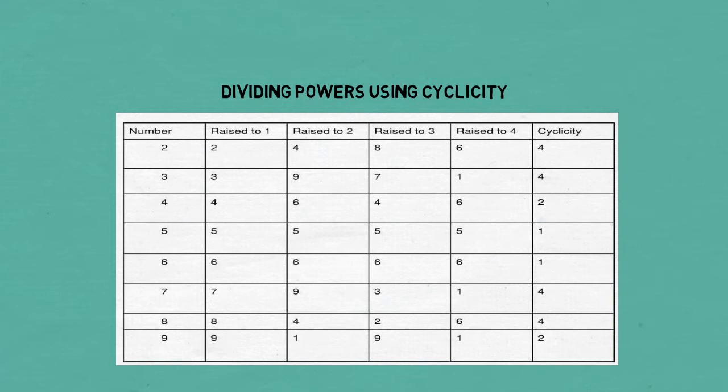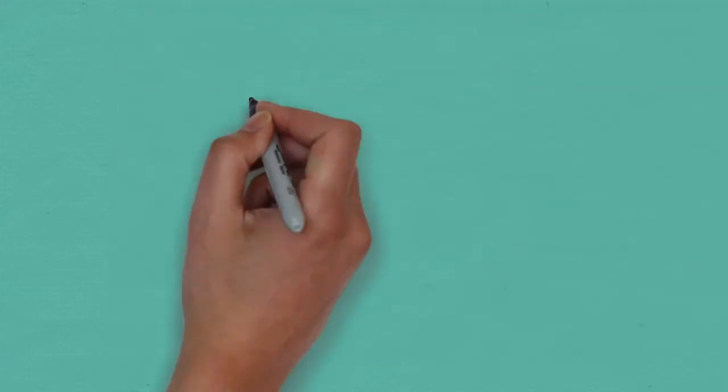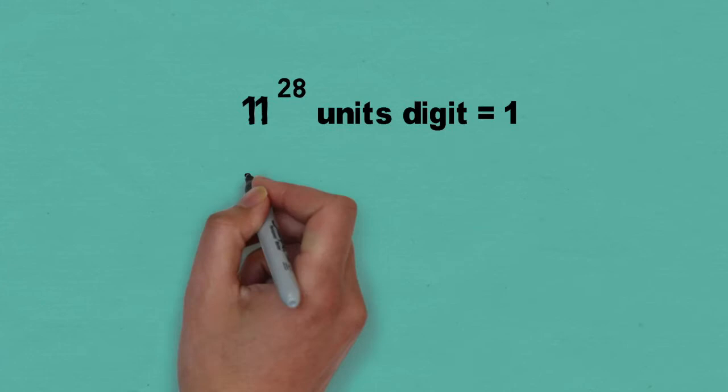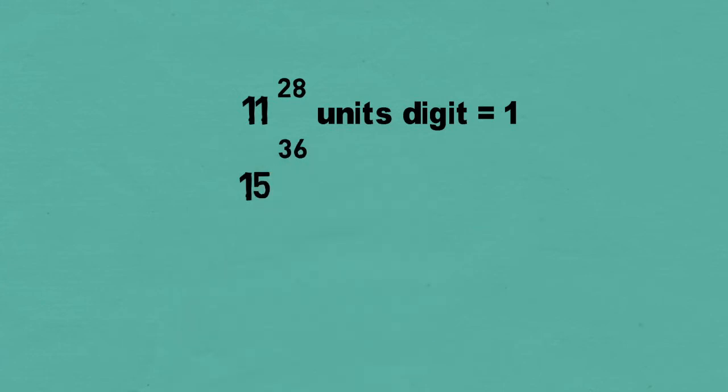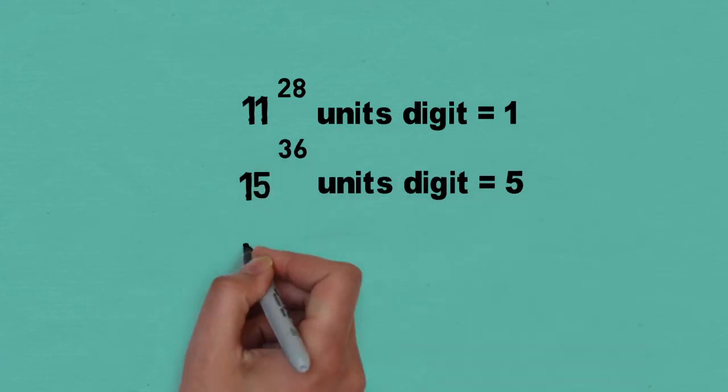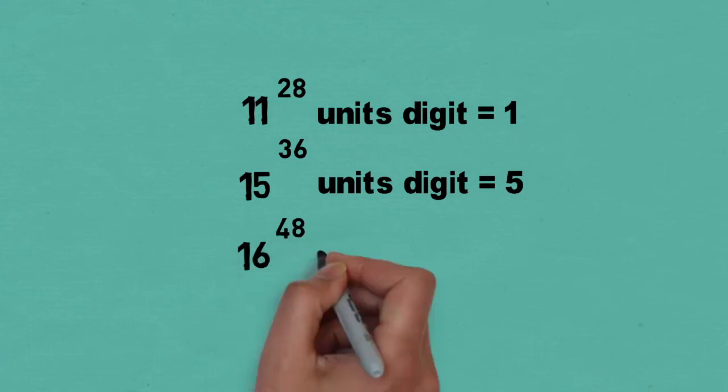If the numbers in the units digit are 0, 1, 5, 6, then irrespective of what the powers of the numbers are, the units digit in the final answer will be the same number, that is 0, 1, 5, 6 respectively. For example, 10 raised to 28, units digit is equal to 0. 11 raised to 28, units digit is equal to 1. 15 raised to 36, units digit is equal to 5. And 16 raised to 48, units digit is equal to 6.